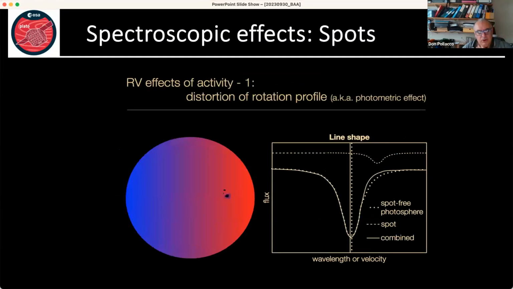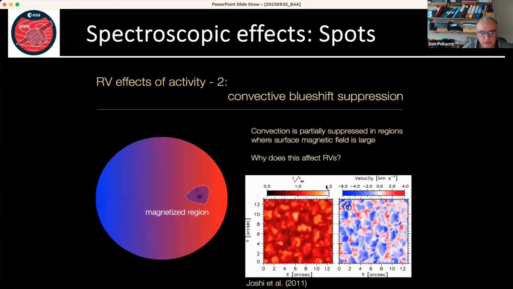Now, what happens if you've got a spot? Well, you can see you've lost a bit of light for a start. And so overall, in this case, the spot's in the red part of the disk. Then the red part of the disk is actually suppressed slightly. So you can see the absorption line here is slightly distorted, with the red part being slightly lowered by the loss of this. But there's also something else of importance that goes on.